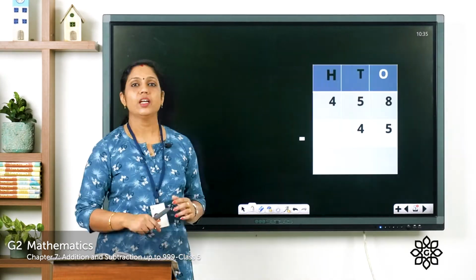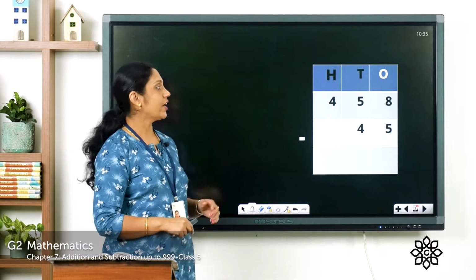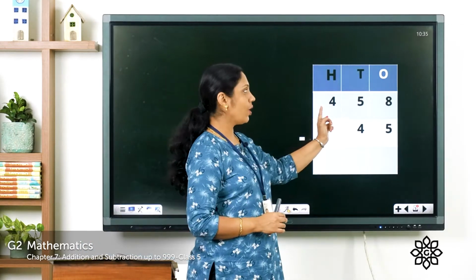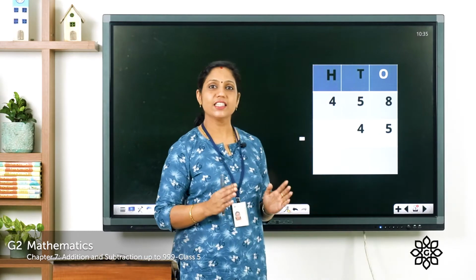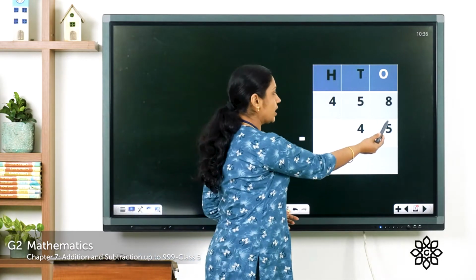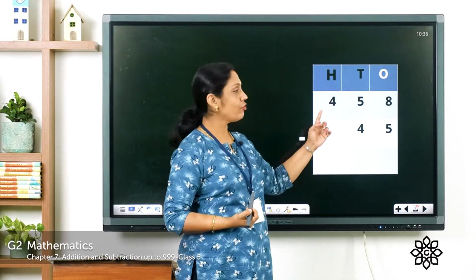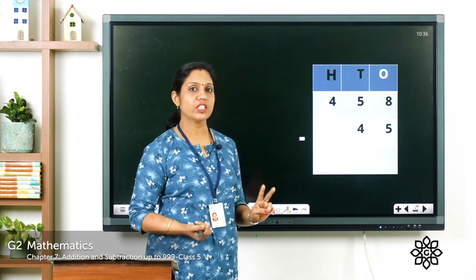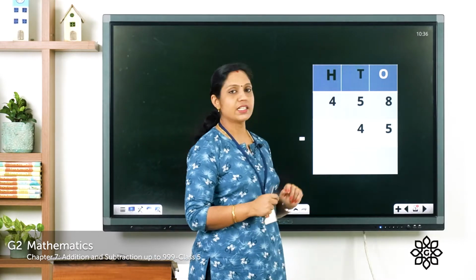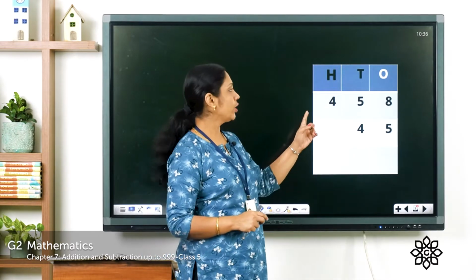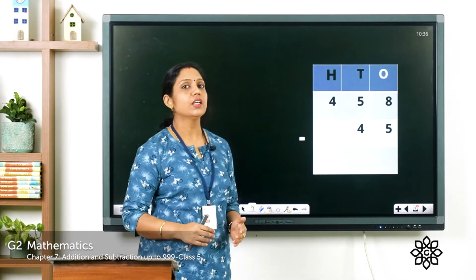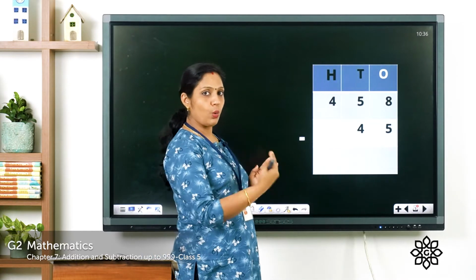So let's start. Here you can see the numbers 458 minus 45. 458 is a 3-digit number. We have ones, tens and hundreds in the number 458. And look at the number 45. It is a 2-digit number. We have ones, tens. Now we have to subtract. So here you can see a 3-digit number and a 2-digit number. Now let's start. Always we'll start from the ones position.